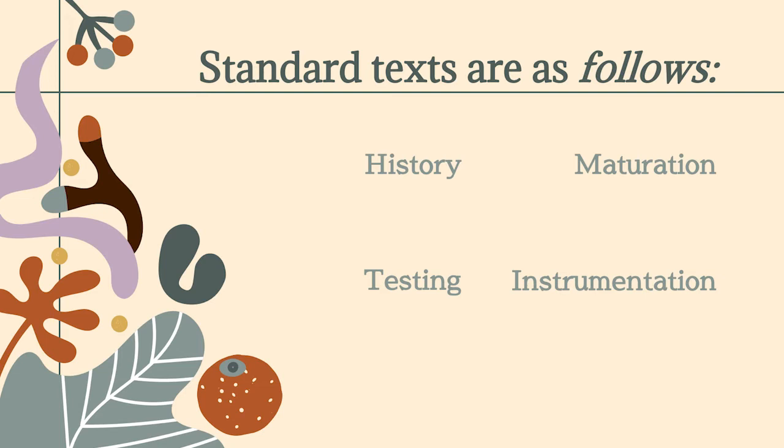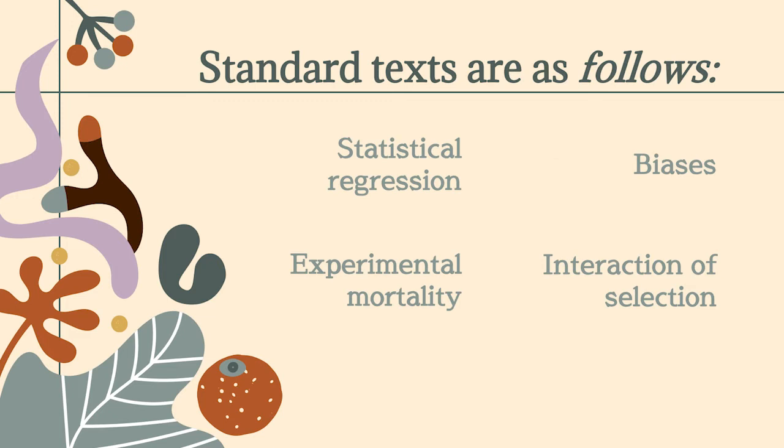4. Instrumentation, or the process wherein changes in the techniques used for the measurements, or changes in the persons making the measurements. 5. Statistical regression, or the statistical phenomenon wherein extreme scores obtained on a first test tend to gravitate toward the mean on subsequent tests. 6. Biases in differential selection of subjects for the comparison groups. 7. Experimental mortality, or the differential loss of subjects from the comparison group. 8. Interaction of selection and other sources of invalidity. The results of interaction can be mistaken for the effects of the experimental variable.